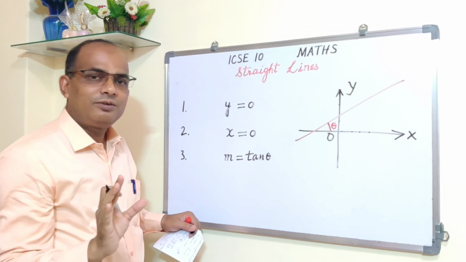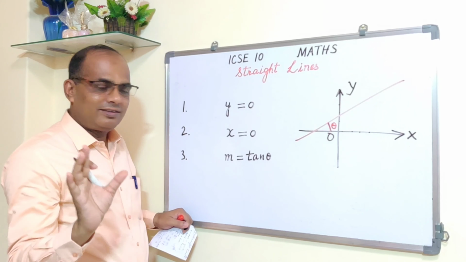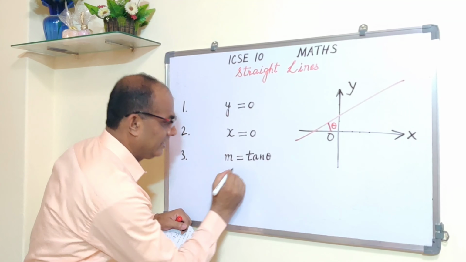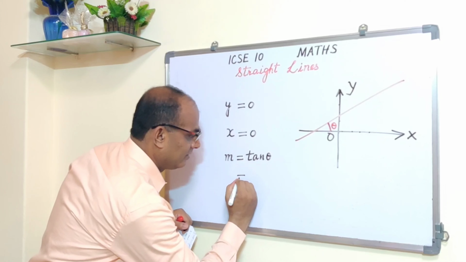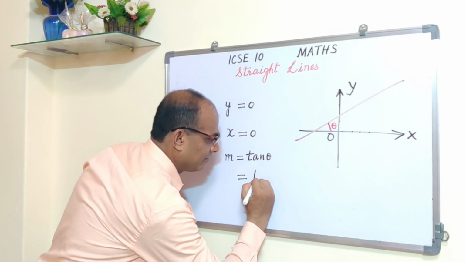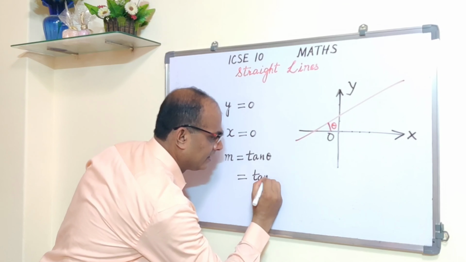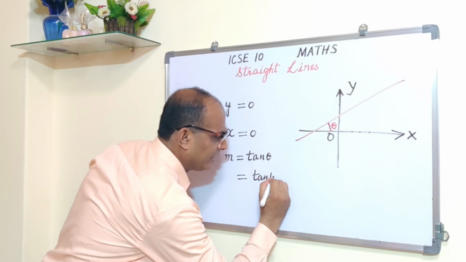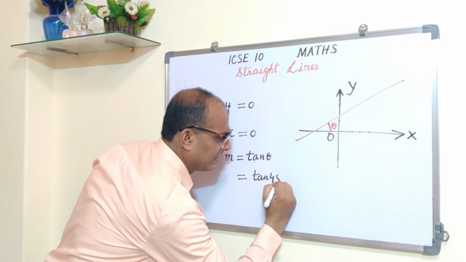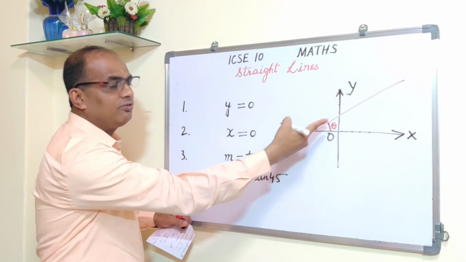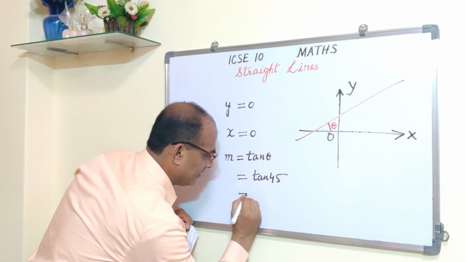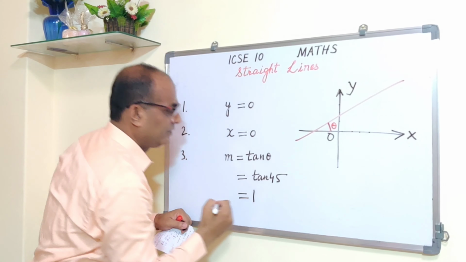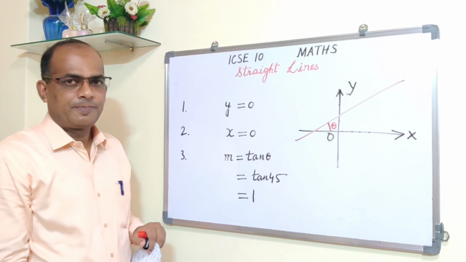For example, theta is equal to 30 degrees. So you write m is equal to tan 30. Or suppose theta is 45. Tan 45 is 1. So in this case, m is equal to 1.